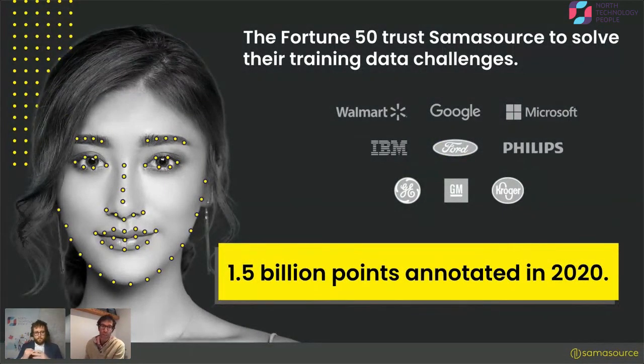What we do is help mostly large clients, for example Walmart, Google, Microsoft, IBM, and so on, create more accurate models by helping with labeling data of various kinds: images, videos, key points, LiDAR, and so on. We've annotated around 1.5 billion points in 2020 so far. So we have very large teams, which I will mention in a few minutes.